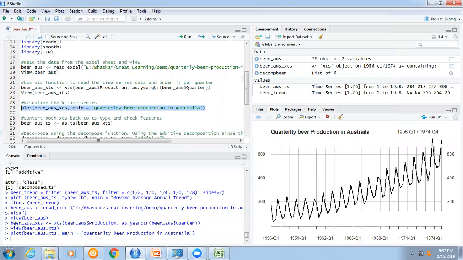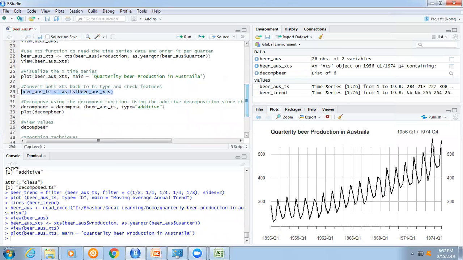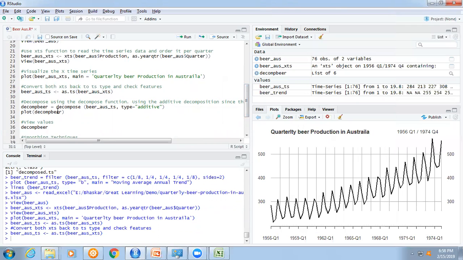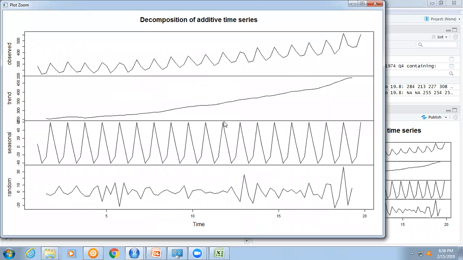To understand it even better, let's use functions that are built for this purpose. I'm going to use the as.ts function to convert it back to a time series, so as to be able to use decompose functions on top of it. I've done that, and now I'm going to use the decompose function. All right. Look at this graph that has been output after we decomposed the time series. On the top is the observed data. This is the same data that we saw in the earlier graph. The next one is the trend. The trend basically shows the mean values at every point.